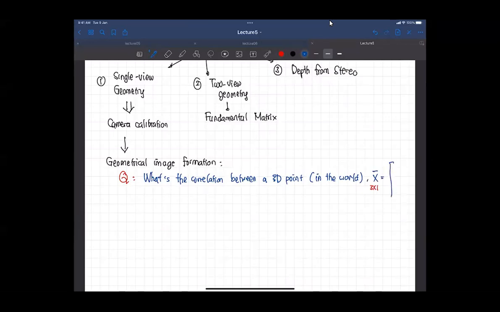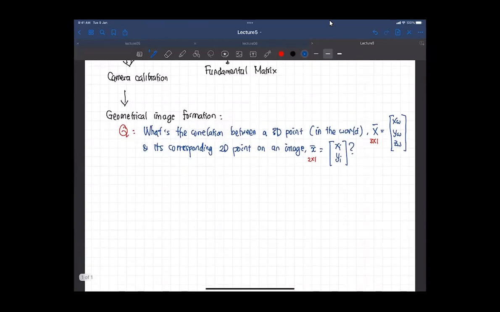So in this case it will be xw, yw, zw. This is the location of your point in 3D. And you want to know the correlation between this point and its corresponding 2D point on an image, which we call small x bar. And small x bar obviously is 2 by 1. We call this xi and yi, the coordinates in the image plane. So that's the question that we want to ask: what is the correlation between the 3D point X bar and its corresponding 2D point, small x bar?